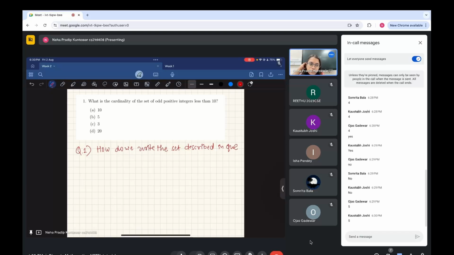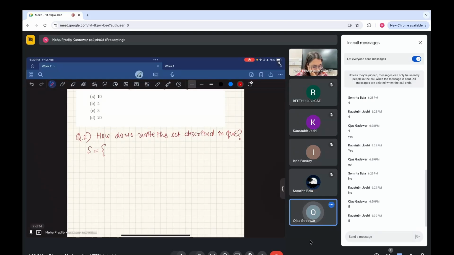Ma'am, so in listing form, we can write this set as {1, 3, 5, 7, 9}. Okay, yeah, that is correct. So what we have is the roster form of the set. We have explicitly written the elements of the set. So how do we write this in the set builder form?